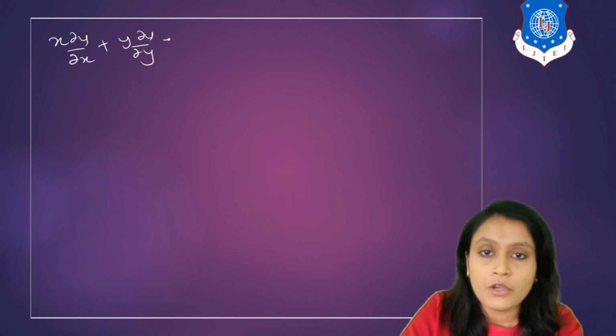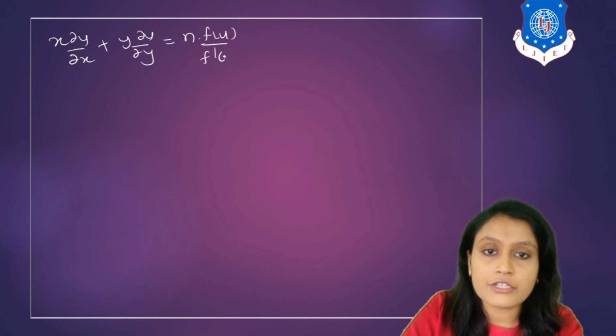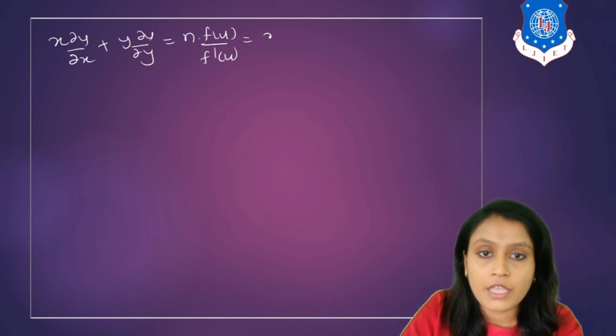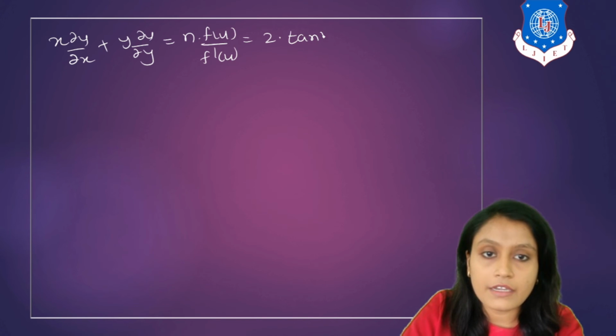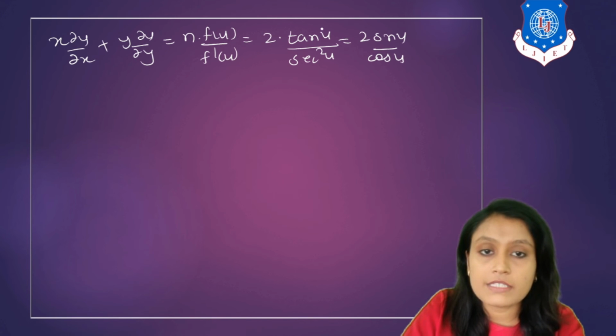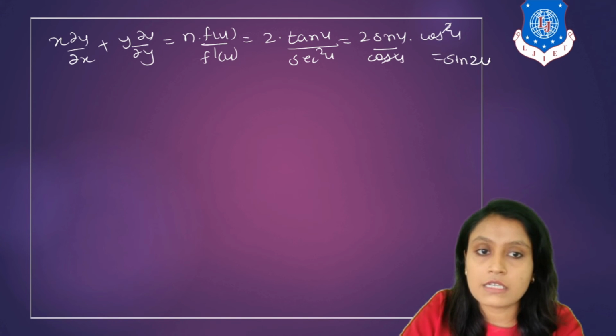Now the first step is to find x del u by del x plus y del u by del y. Okay, so the formula is what? n f u upon f dash u. Now we know n is 2 and f u, that is tan u, right? And f dash means sec square u. Okay, now convert everything in the form of sine and cos, right? So in place of tan u, we can write sine u upon cos u and bring this sec square u in the numerator. So you will get here cos square u. Okay, this one cos u will get cancelled. 2 sine u into cos u, it will give you the answer sine 2u. Okay, this is what we want to prove.